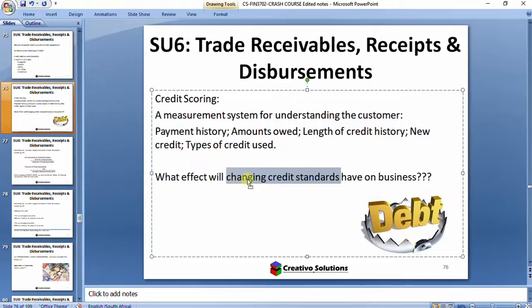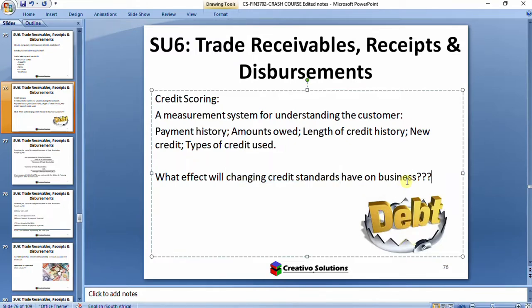What effect will changing the credit standards have on the business? So in other words, we're changing the policy. Any idea? It depends. If we increase terms, then we have to invest more in inventory. Okay, that's good. So there are 3 things we need to look for.